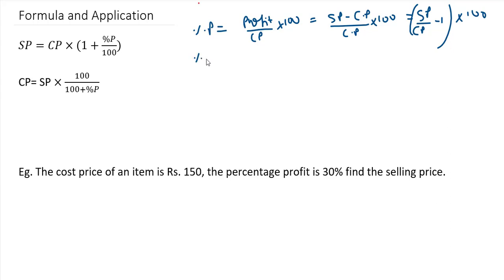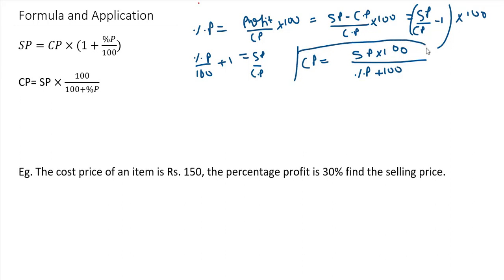So the percentage profit, we can take this 100 on the left hand side. We'll get percentage profit upon 100 plus 1 will be equal to selling price upon cost price. From this we can write this cost price will be equal to selling price upon this entire thing. So we can simplify this entire thing. We can multiply the 100 over here. So the 100 will go in the numerator. We'll get SP into 100 upon percentage profit plus 100. So this is the formula that we will arrive at.